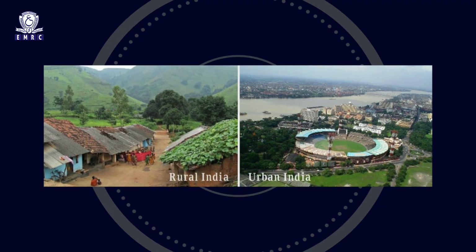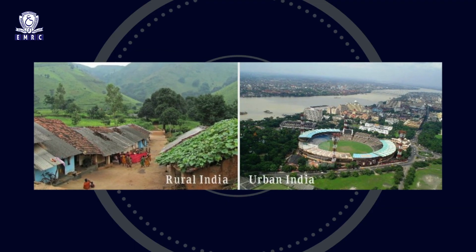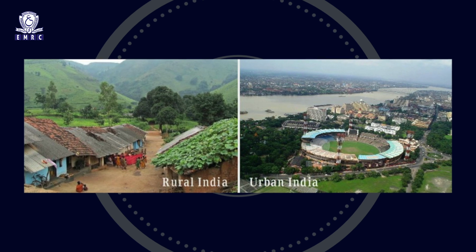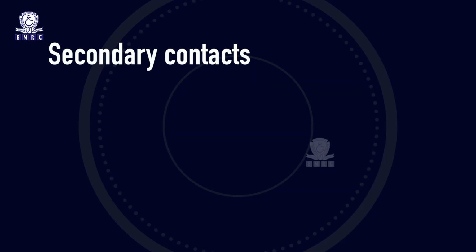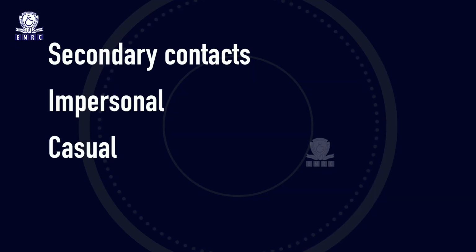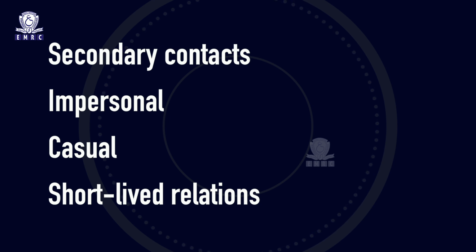The circles of social contact are wider in the city than in the rural areas. There is a wider area of interaction system per man and per aggregate. This makes city life more complex and varied. City life is characterized by the predominance of secondary contacts, impersonal, casual, and short-lived relations.